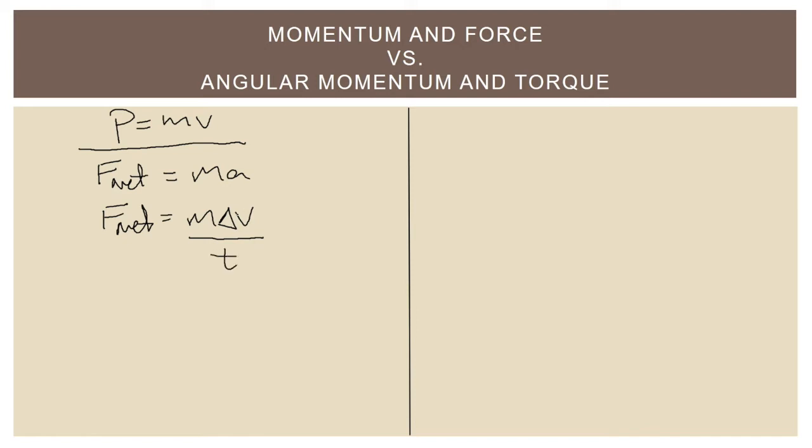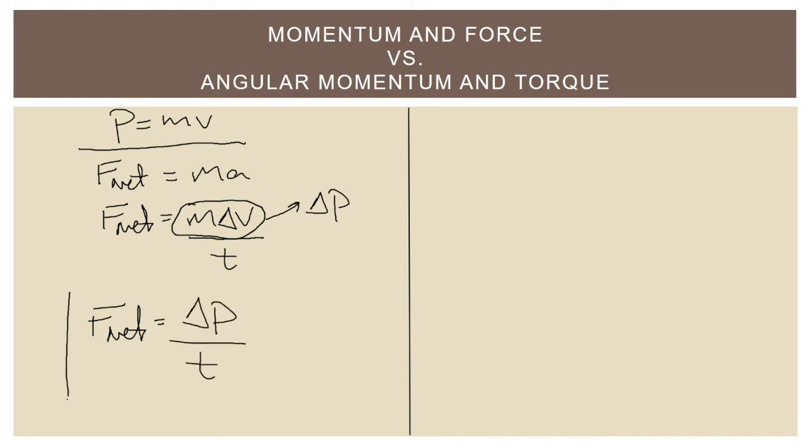And that's because a equals delta v over t. Now, to really fit this into the mold of the momentum stuff, we recognize here that m delta v is delta p. And so that leads us directly to this relationship between the force and the momentum, which is that the force is equal to the change in momentum over time, or that the force is equal to the time rate of change of momentum.